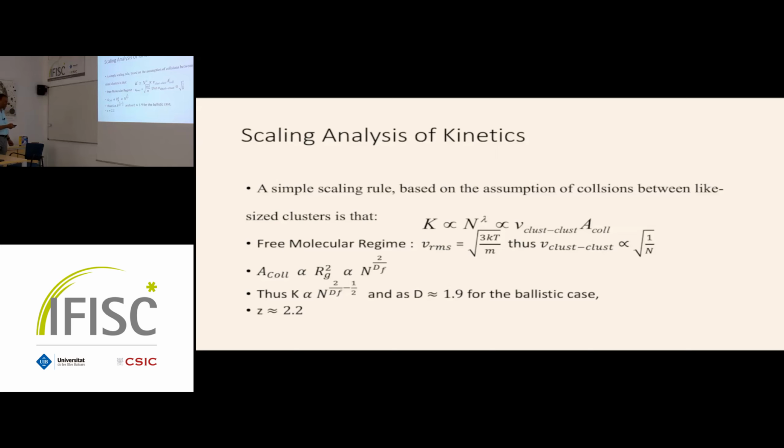So here's a simple case where we are estimating things moving around in a very, very dilute atmosphere, like dust particles in Mars. What happens there? Most of them are moving like, the RMS velocity of these clusters will be given by kinetic theory, 3kT over m, and m should be related to the size of the clusters. So the cluster velocity should go as 1 over square root of m or n. And the collision cross section is going to be proportional to the radius squared, Rg squared, and then you can write that as 2 over df. So you put it together and you put down the fractal dimension for this ballistic case that is known from other studies, and you find z to be 2.2.